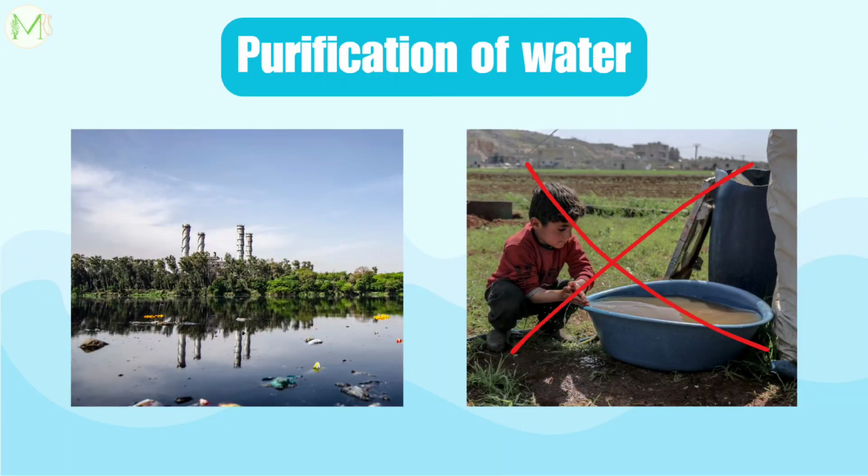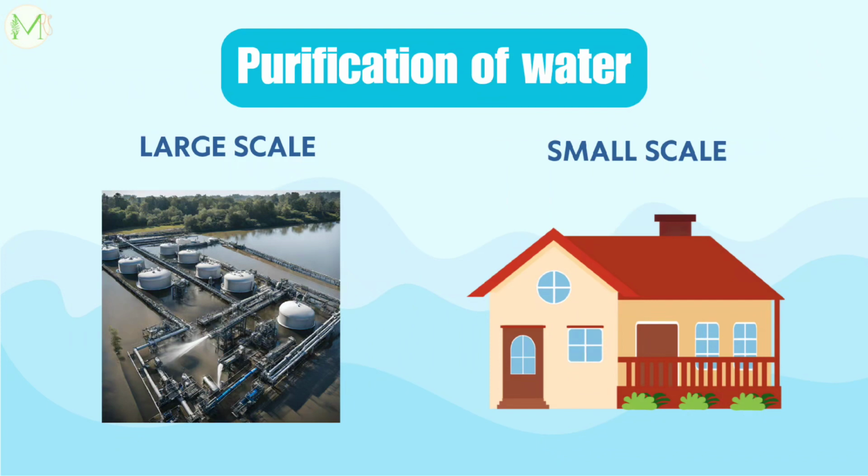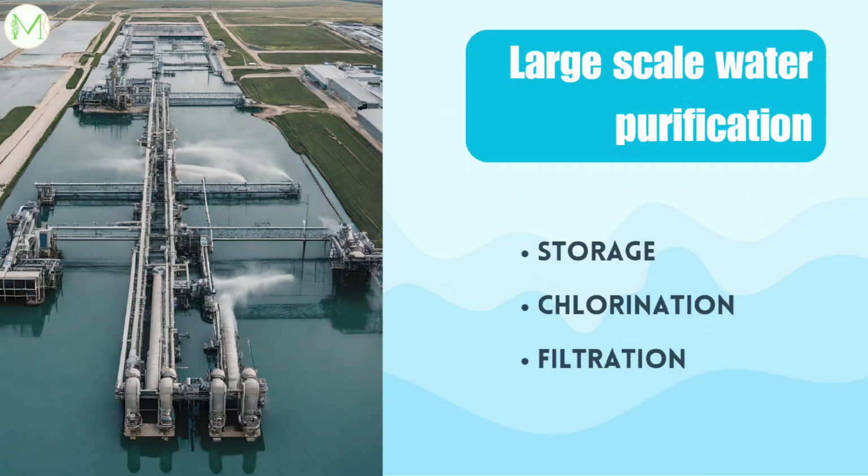As we know, the water that we get from various sources is more prone to contamination and is not suitable for human consumption. Therefore, it must be purified. Purification of water is done by various methods which can be categorized as purification done on a large scale and purification done on a small scale. On a large scale, purification of water is mainly done by three methods, namely storage, filtration, and chlorination.